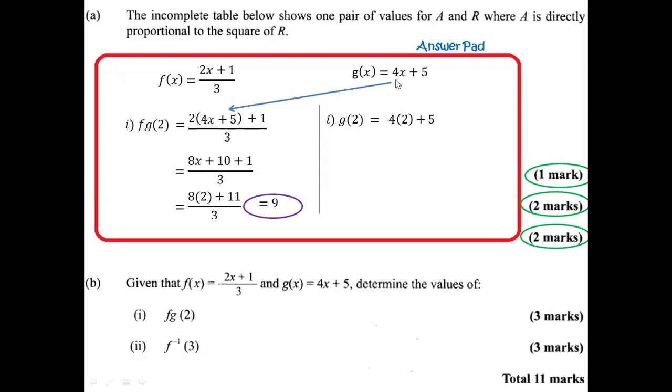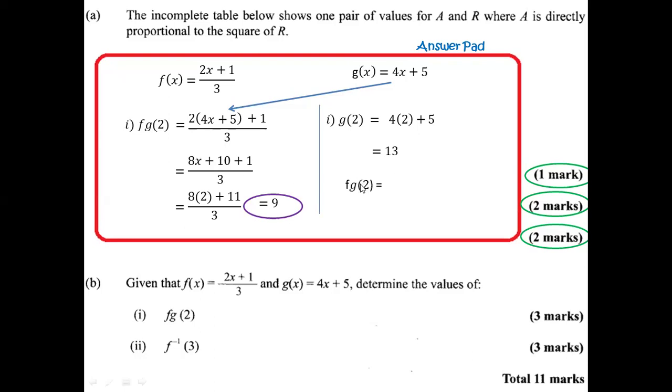Putting 2 into the x place. So 4 2's are 8, plus 5. Our answer is 13. Now that's for g(2). Now the value of g(2) is 13. And the question says, right, fg(2). In other words, it's asking us to find what f(13) is.